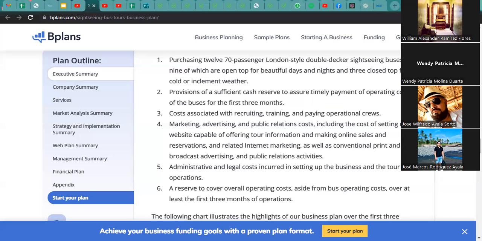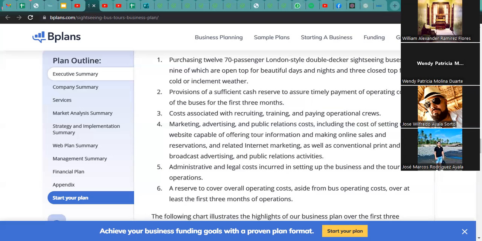Provisions of sufficient cash reserve. So this is the reservation of money, liquidity for you to spend and things that you may want to. Costs associated with recruiting, training, and paying operational crews. So at the beginning, the payment of all the salaries is going to be taken from this loan. Costs associated with, that's the same.